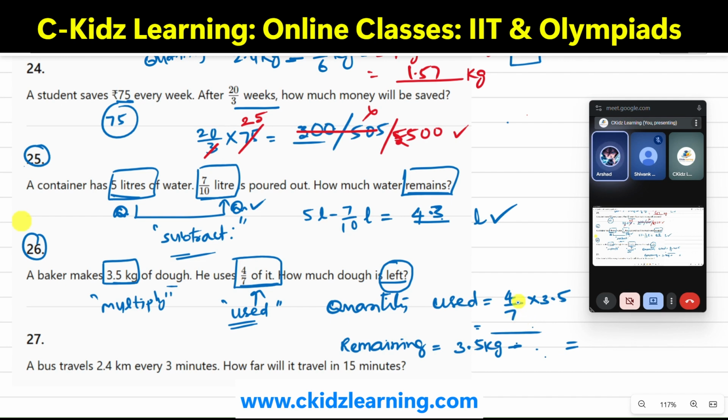So I got the answer as 1.5. Is it the total used or remaining? Sir, remaining. So what is the quantity used here? Sir, I got it as 2.0. So it is nothing but 2. 2 means the quantity is 2 kgs. So 3.5 minus 2 kgs. So 1.5 kgs. That is the correct answer.